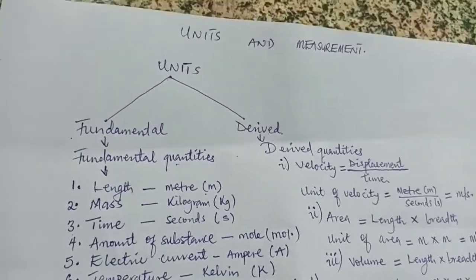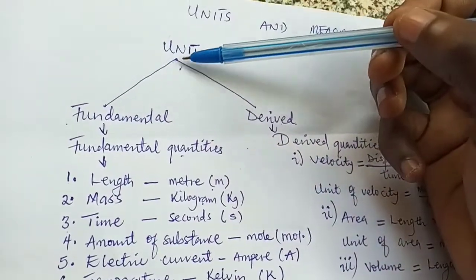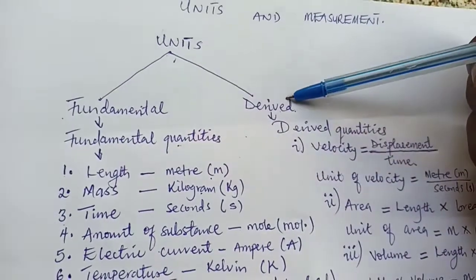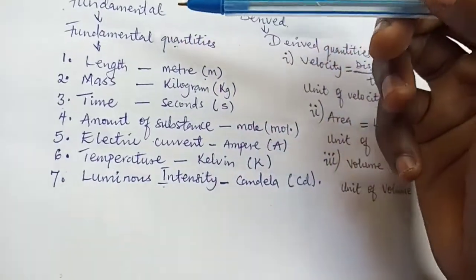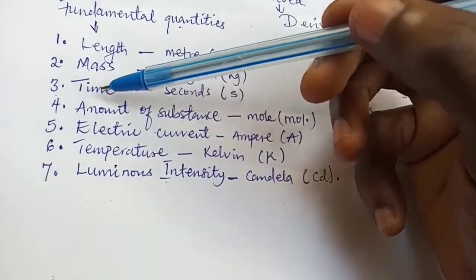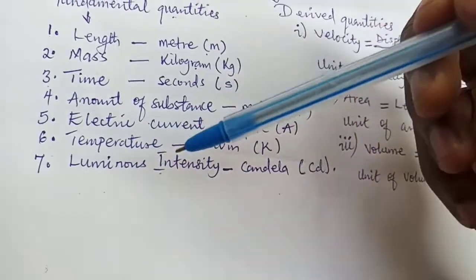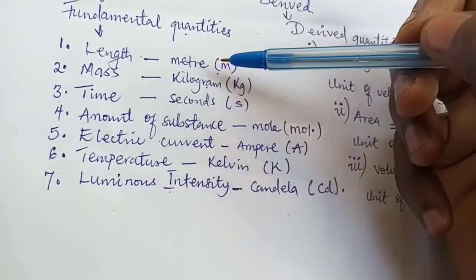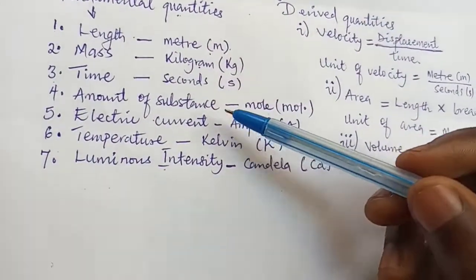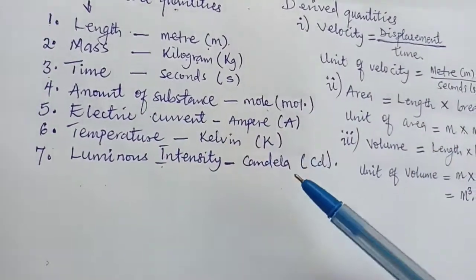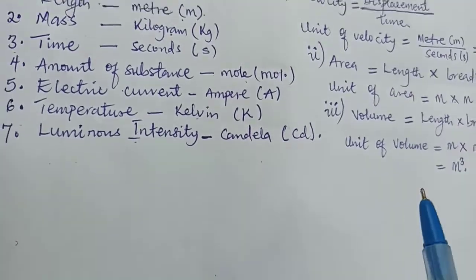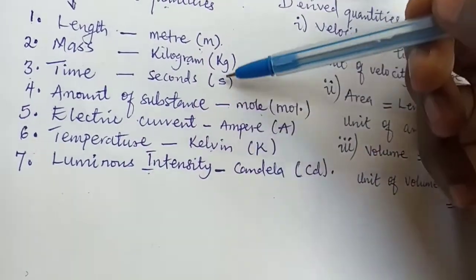The topic is units and measurement. Units are categorized as either fundamental or derived. Fundamental units are units associated with fundamental quantities, and the fundamental quantities we have are 7 in number: length, mass, time, amount of substance, electric current, temperature, luminous intensity. Length is measured in meter, abbreviated as m, kilogram for mass, seconds for time, mole for amount of substance, ampere, which is A, for electric current, and Kelvin for temperature. Finally, candela for luminous intensity. These are the fundamental units that we have.